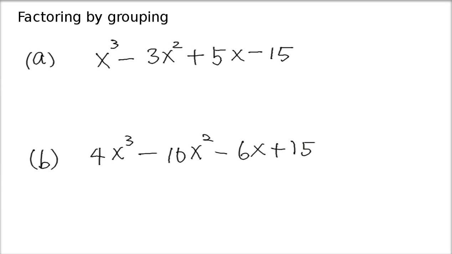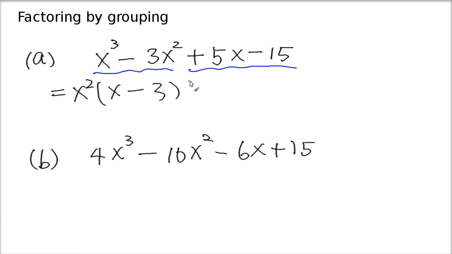So what we're going to do is to group these 2 terms and group these 2 terms and factor these groups one at a time. In this first group, you see x squared is common. So we pull out x squared, and what's left over? Well, x squared times x is x cubed, and x squared times negative 3 is negative 3x squared.